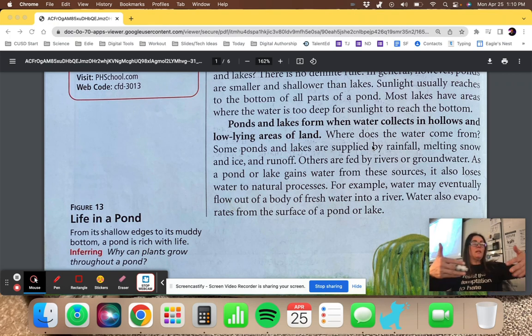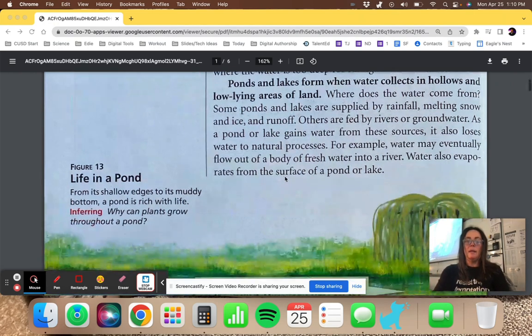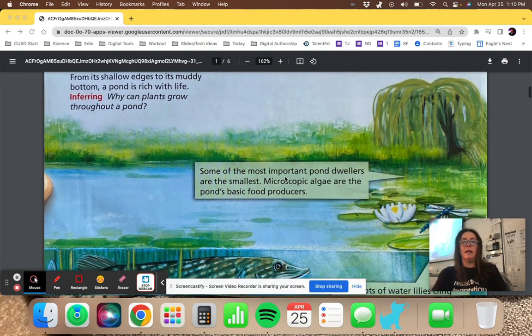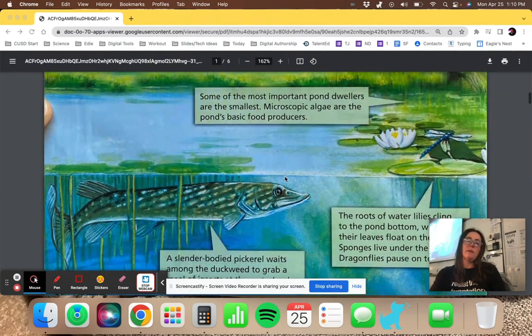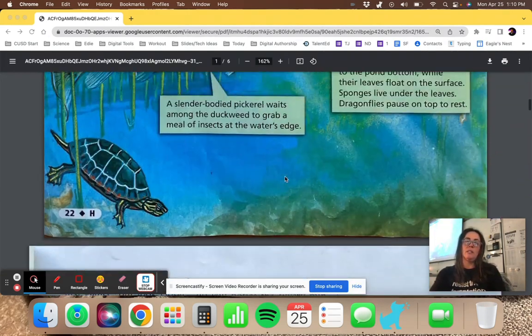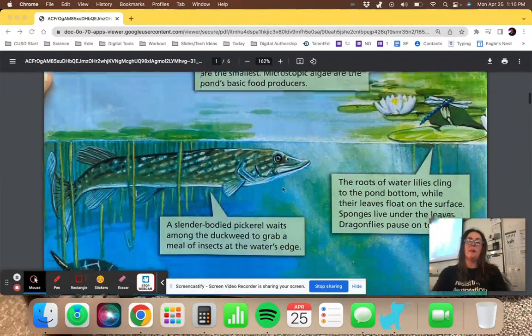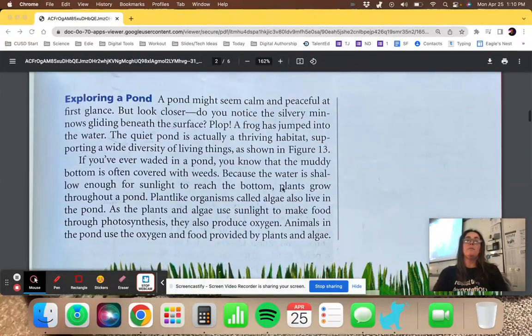So sometimes, in I think it's Arizona, Nevada, you have Lake Mead, and Lake Mead is actually fed by the Colorado River, but they have a dam there, so it sort of pauses there, and then they can also allow the water to move through. So it can be held by natural processes as well as man-made. And in this diagram, you can see in this case, the water is reaching the bottom, so they're focusing on ponds here. Exploring a pond.